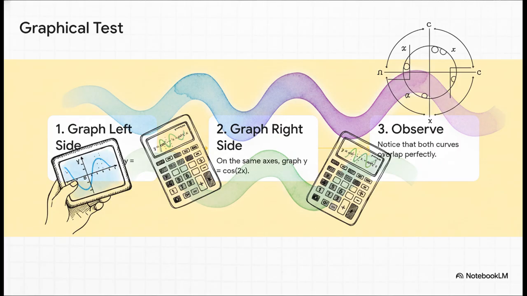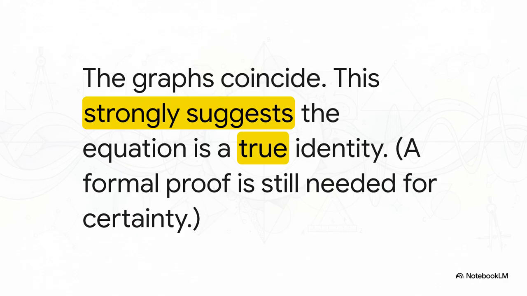And when you hit that graph button, what do you see? They trace the exact same wave. It's like one curve is perfectly invisible because it's hiding right behind the other. So, what's our conclusion? The graphs are identical. This is an incredibly strong sign that we're looking at a true identity. Now, I will say, in a formal math class, you'd probably still need to write out the algebraic proof, but as far as evidence goes, this is about as convincing as it gets.